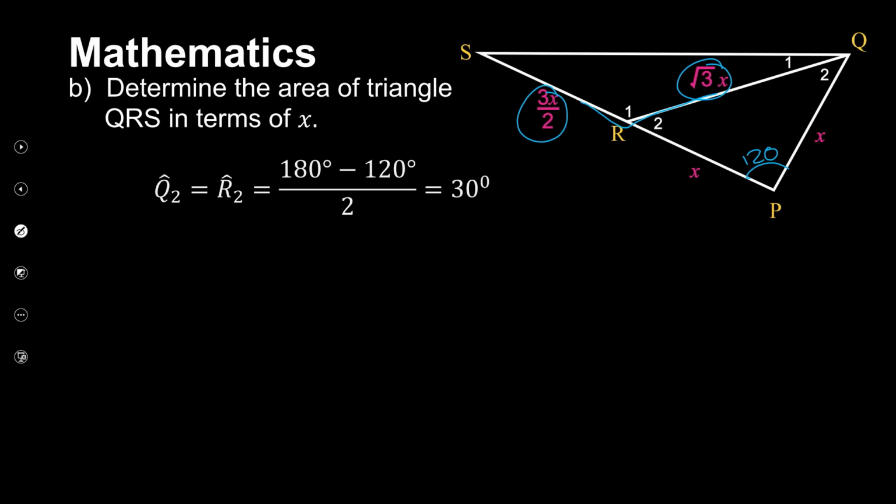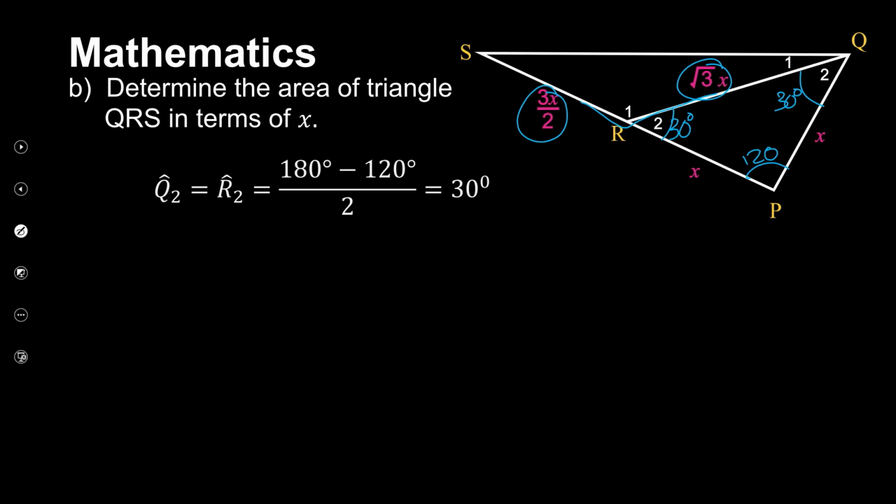So because that's 120 degrees, if I wanted to find these angles, because remember we said they were equal, I had to say 180 degrees minus 120, divided by 2, and I would find out that each of these angles, Q2 and R2, is simply 30 degrees. And how do we know they're 30 degrees? Because of the sum of angles of a triangle. Okay, that's pretty standard grade 9 work.